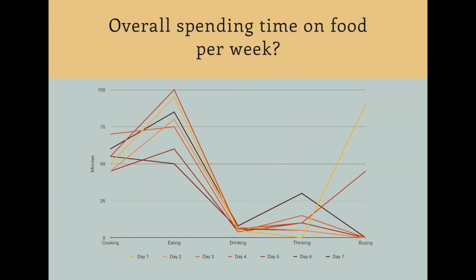This is a graph to show my overall time-spending habits per week. The most obvious point is eating on day 5 because I spent 100 minutes on it, and the second is buying on day 1 because I went to buy groceries and spent 90 minutes. However, drinking has a similar low number of minutes because I'm a person who doesn't drink much water, and I just drink after meals and sometimes during the day.